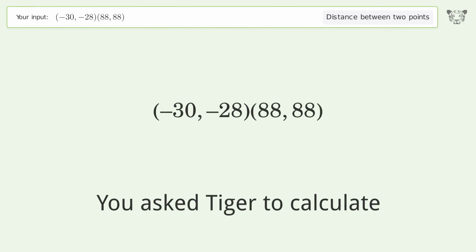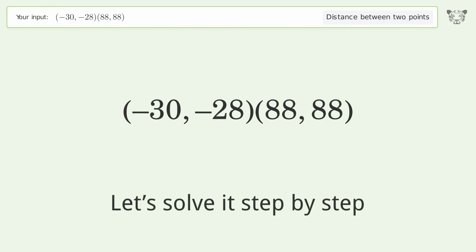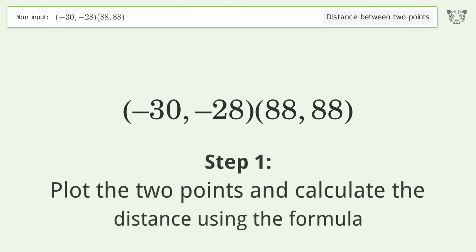You ask Tiger to calculate. This deals with the distance between 2 points. The distance between the 2 points is the square root of 27,380, or 165.469. Let's solve it step by step. Plot the 2 points and calculate the distance using the formula.